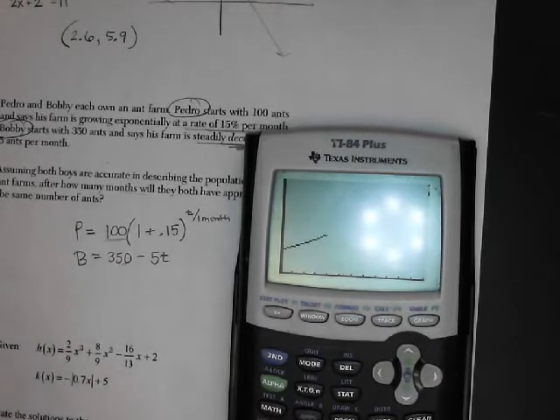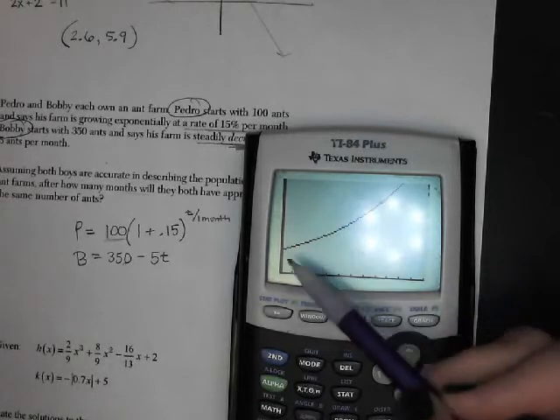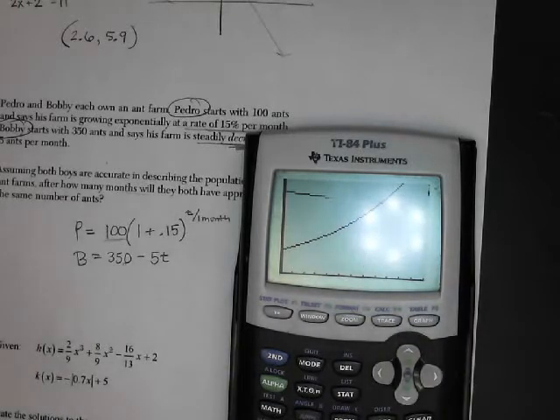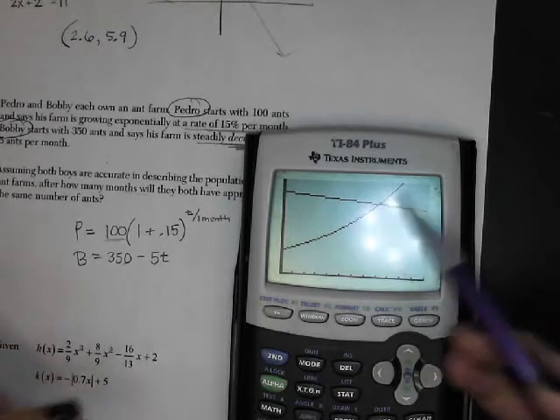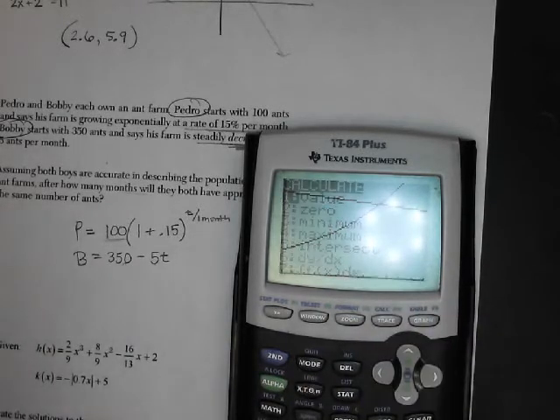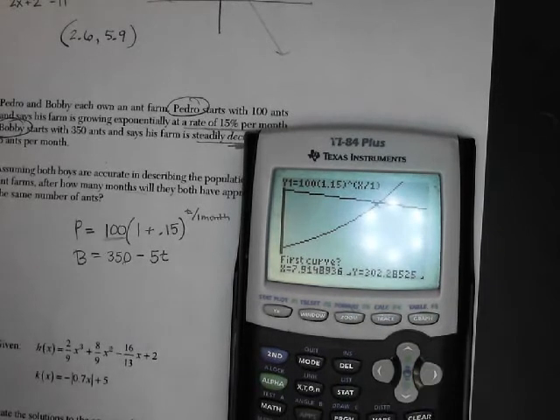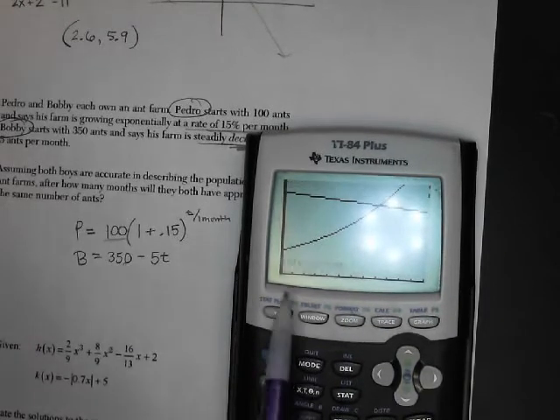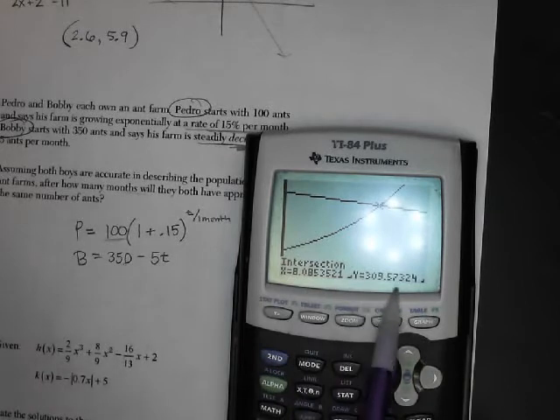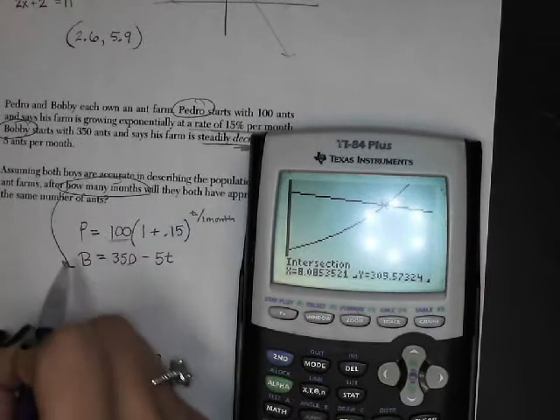So there is our exponential growth. You can see the slight curvature on that. And then here's our linear decline. And the first year was enough because they're crossing. Second trace, option 5, intersect. Bring your cursor over. Enter, enter, enter. And we have after 8 months, they'll both have about 310 ants. To answer the question, 8 months.